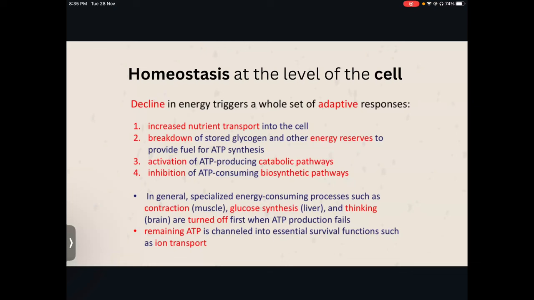So you start transporting more nutrients in order to make more ATP, or you start breaking down the stored sources of ATP, such as glycogen and other energy reserves. And you obviously will activate ATP-producing catabolic pathways, and you will inhibit the ATP-consuming biosynthetic pathways. So if you think about it, this metabolism part of the lecture is very straightforward and logical.